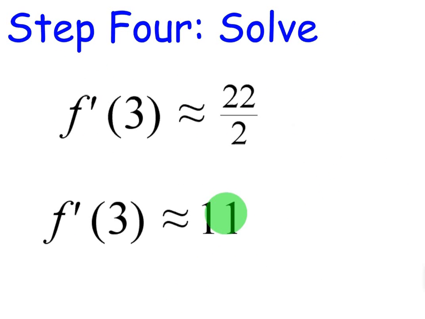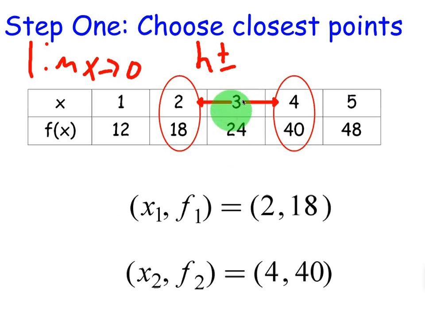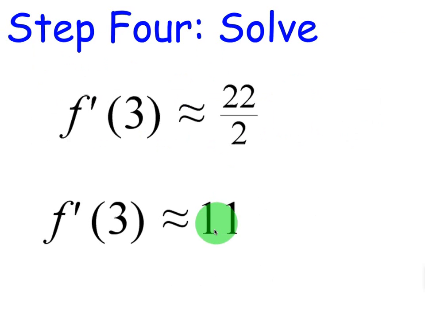So what does that actually mean? That actually means that given this chart, the instantaneous rate of change at 3 is approximately 11. If we were going back to the car example, let's say this is how many meters it's traveled after so many seconds. So after 1 second, it went 12 meters, 2 it went 18, 3 it went 24. We are guesstimating that at 3 seconds, it's traveling 11 meters per second, the slope of the tangent line.